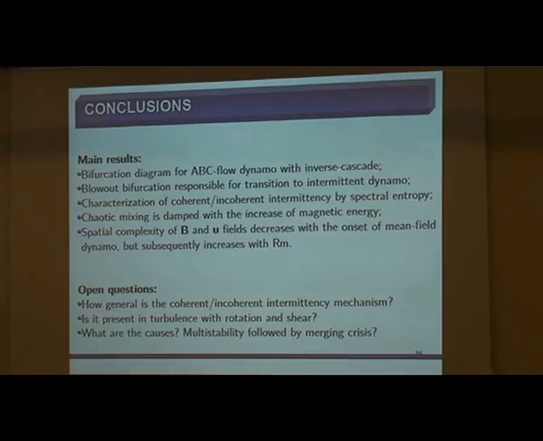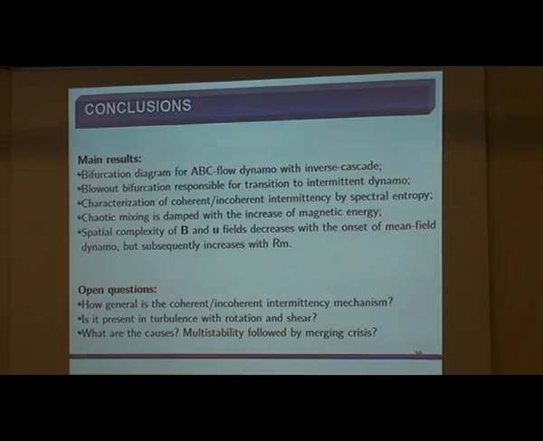And this is already known: chaotic mixing is dampened with the increased amount of energy. Spatial complexity of B and U fields decreases with the onset of the B field dynamo, but subsequently increases with Reynolds number. I didn't show you this, but it's there, and we skipped it because of the time. Some open questions: I don't know if this can be found in other systems. It's not amazing if it's present in turbulence with rotation and shear, and as for what causes it, I have a theory based on stability, which I have to check.